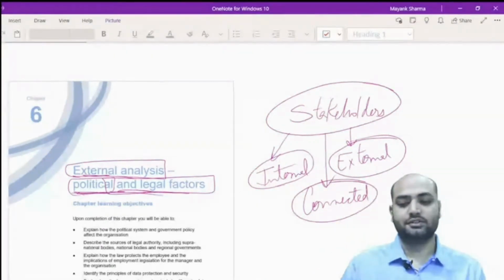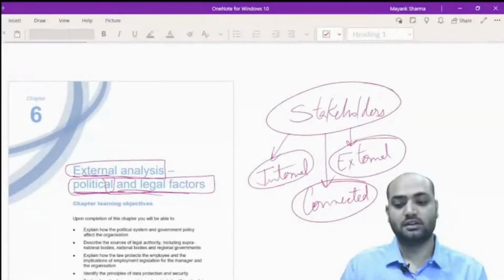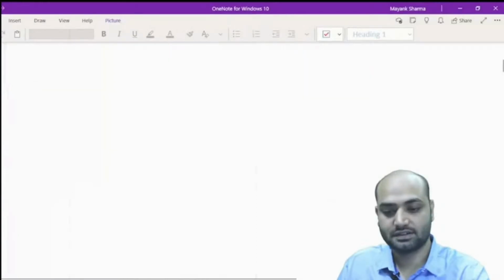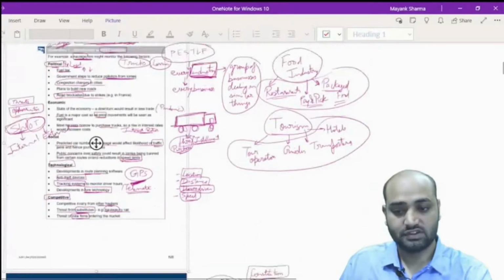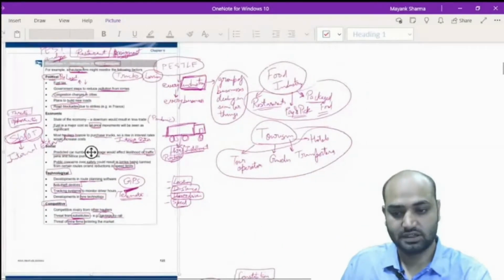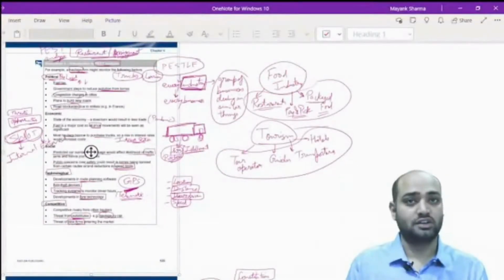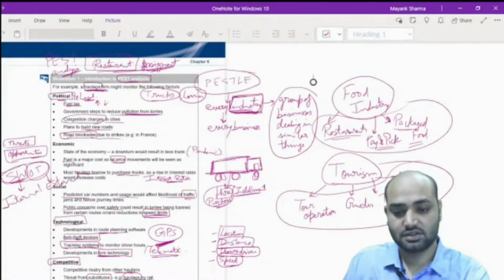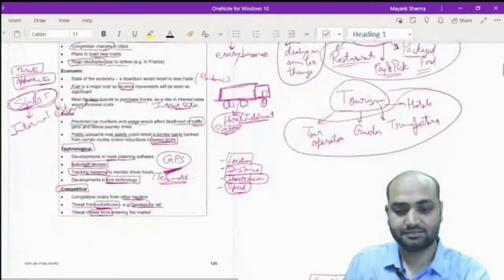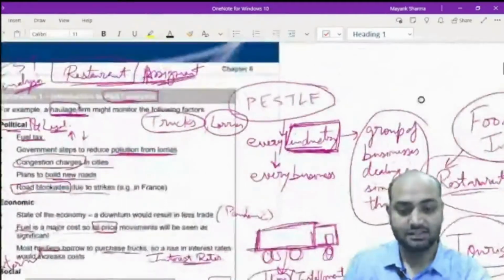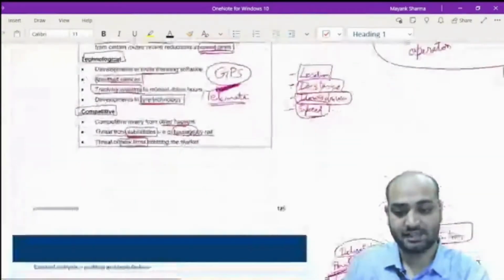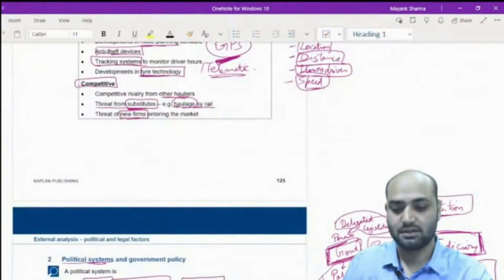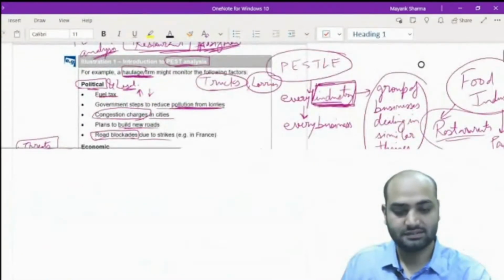So students, we were studying external analysis, political and legal factors, chapter number 6, in which we have understood what is the external environment and what are the components which form part of the external environment. We introduced ourselves with the term PESTLE, P-E-S-T-L-E, or simply PEST or STEP. Okay, these are all the same things.